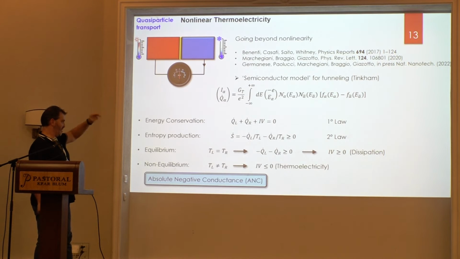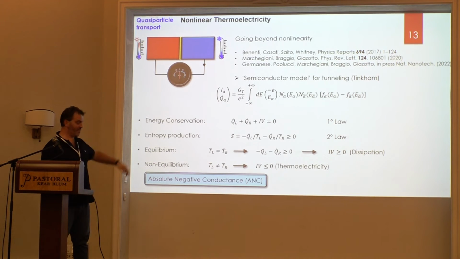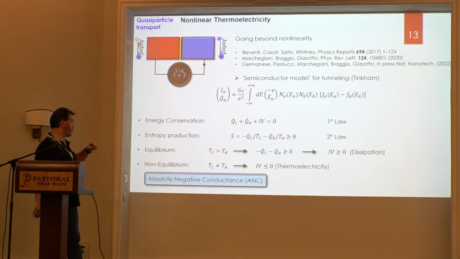The second law of thermodynamics tells us immediately that at equilibrium the system has to be dissipative, no chance. Instead, if we unbalance the system, if the temperatures are different, for some combinations there could be the possibility to have a system which is reactive, I mean, in which we can have thermoelectricity. And this is exactly the case. Another signature of this is the appearance of what is called absolute negative conductance, that I'm going to show you.